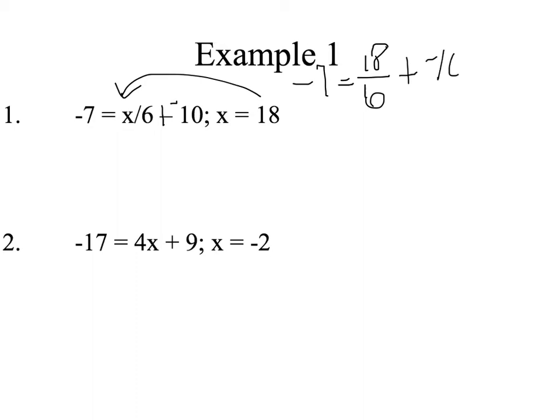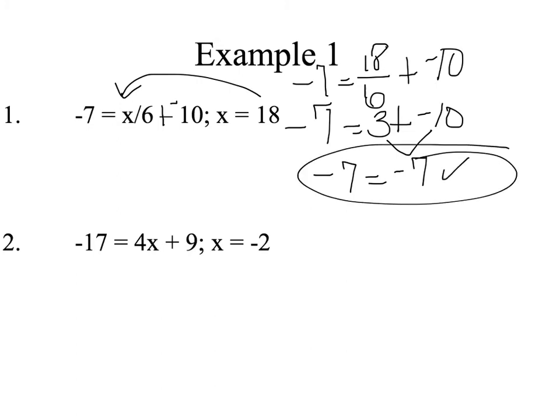plus negative 10. Again, following order of operations. 18 divided by 6 is 3 plus negative 10. 3 plus negative 10 does in fact give me negative 7. So these answers do check. So 18 is a solution. So your answer would be yes, 18 does in fact work.